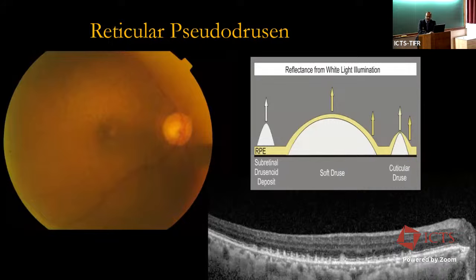Reticular pseudodrusens, which I had mentioned, this is like a rash of yellow spots, as you can see here. It's different from what you saw with hard drusens, which are separate. And these, as you can see here on the OCT, are sitting on top of the RPE, not under the RPE as with true drusens. So pseudodrusens are those where you have subretinal drusenoid deposits sitting on top of the RPE.